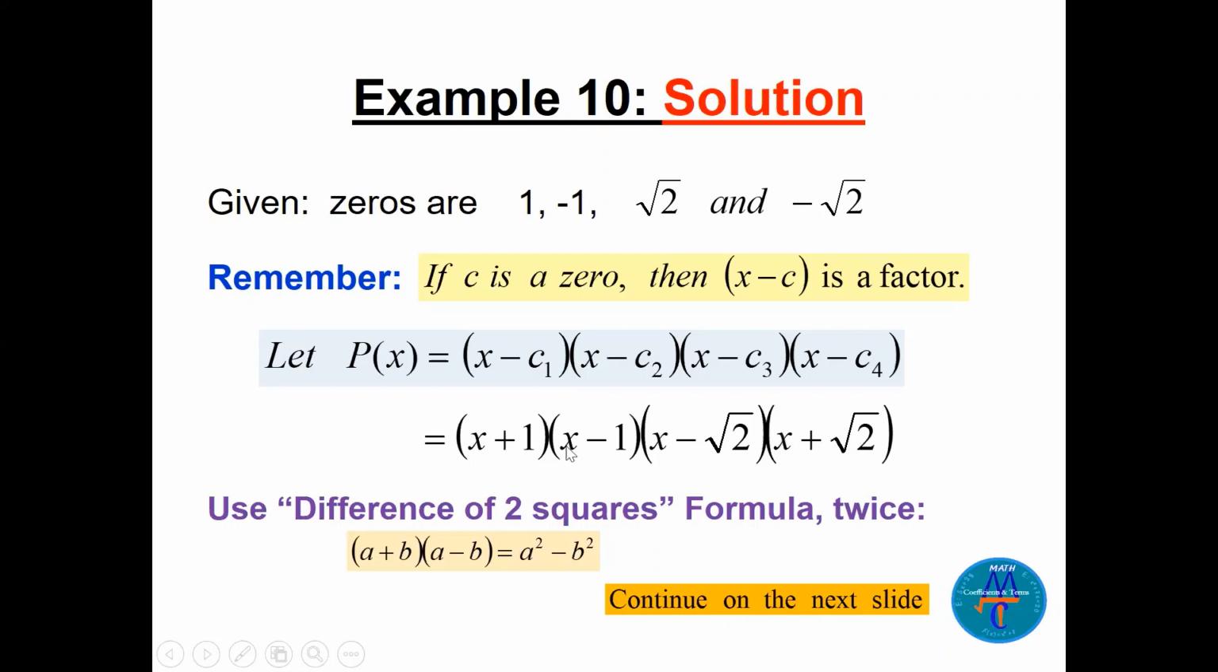Now you need to multiply. Now multiply, please, in a smart way. Remember the difference of 2 squares: X plus 1, X minus 1, you multiply together. Then X minus square root of 2, X plus square root of 2 multiply together. So apply this formula twice. Then please continue in the next slide to see the function. We need the whole function.